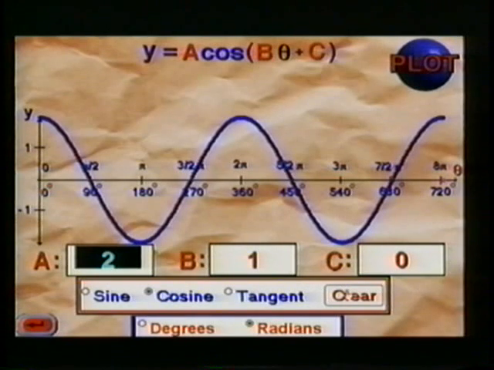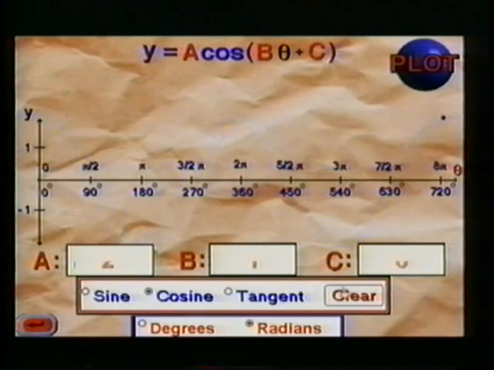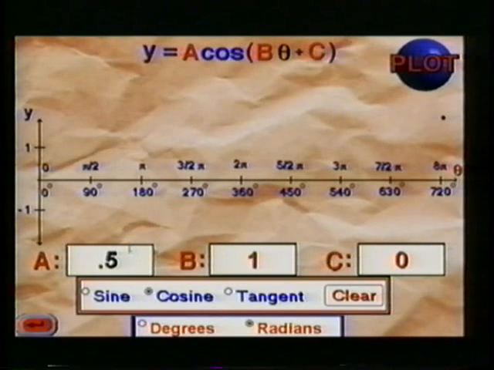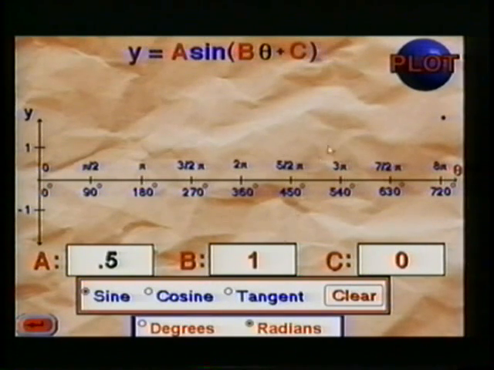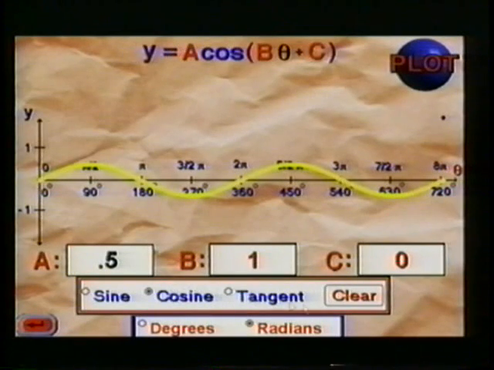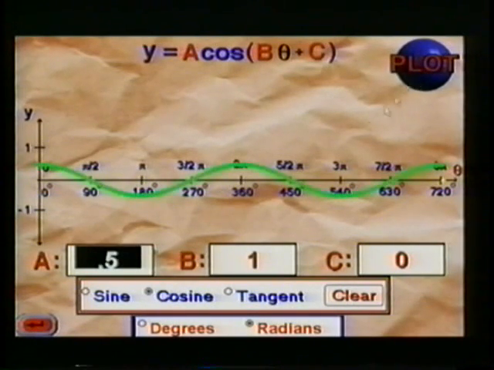What if we get a smaller amplitude? I'll say 0.5. I think we used an example like that. The sine, it still starts here, but it only goes up to 0.5. And it still finishes at 360. The cosine would be the same thing, except it would start up here and end up at 360 degrees.